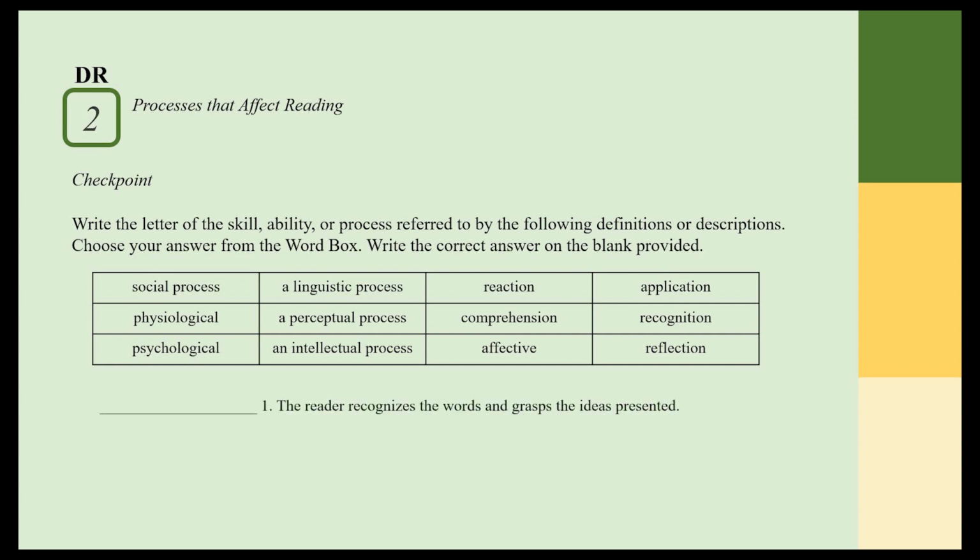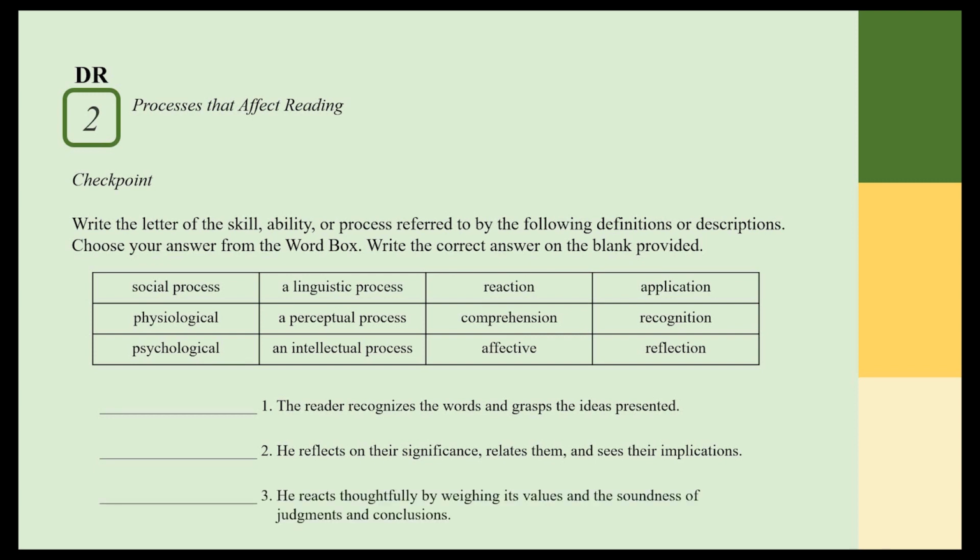Let's now jump on the first item. So, number 1, the reader recognizes the words and grasps the ideas presented. So, what do you think is this? Okay, so which among those terms in the box do you think is being described by the first item? How about the second item? He reflects on their significance, relates to them, and sees their implications. For the third item, he reacts thoughtfully by weighing its values and soundness of judgments and conclusions.